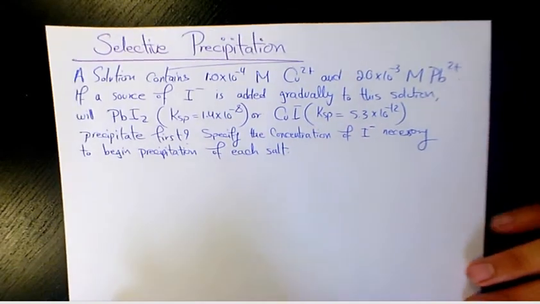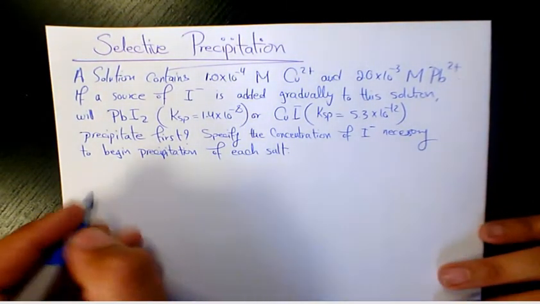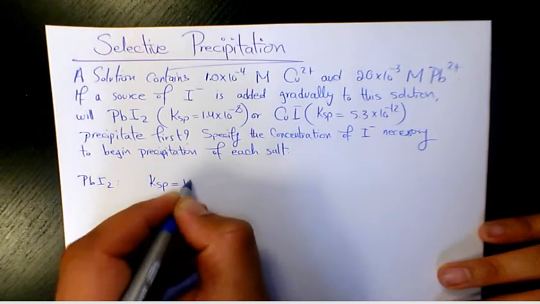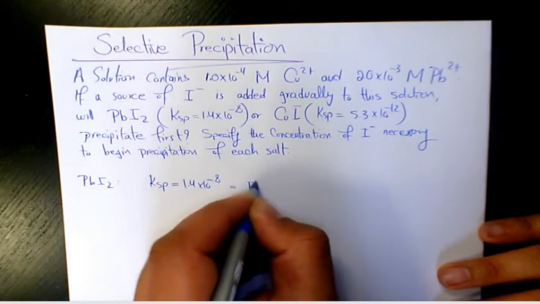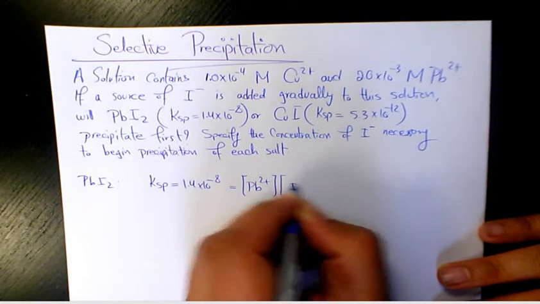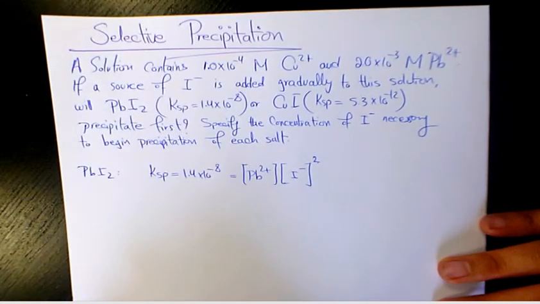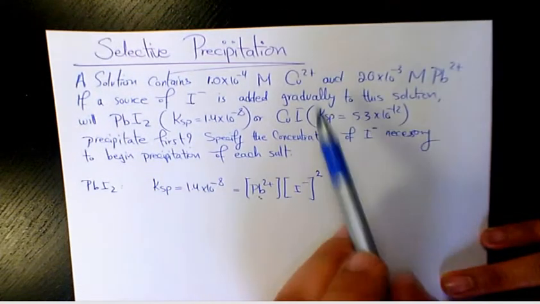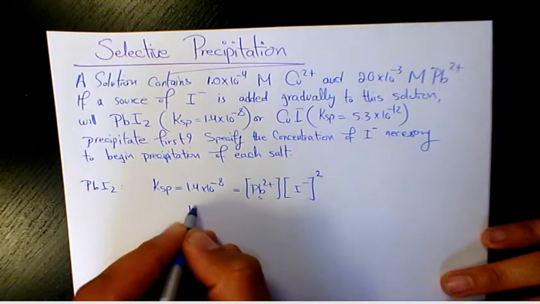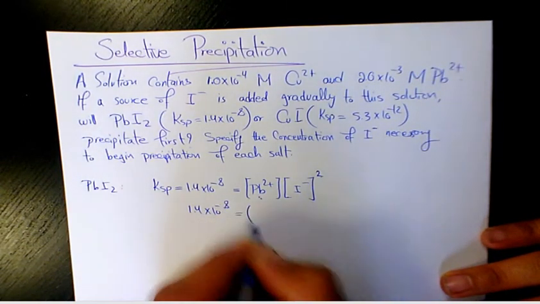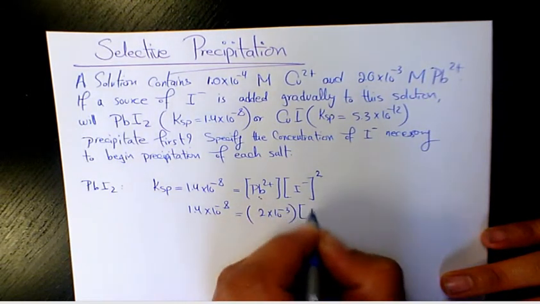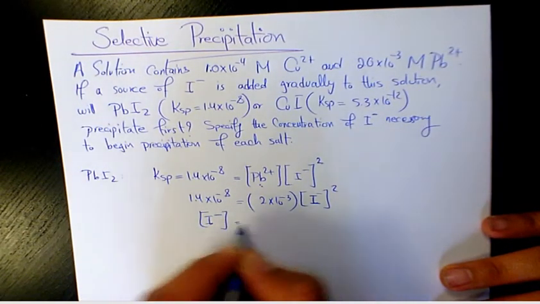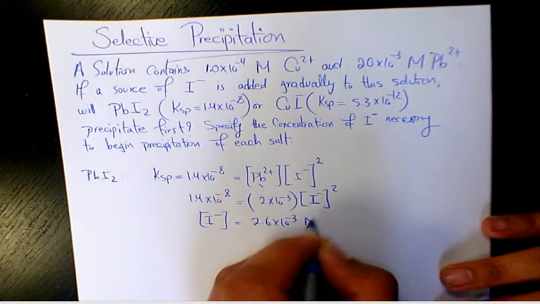So what we need to do is write the Ksp expression for both salts. For PbI2, the Ksp, which is equal to 1.4 times 10 to the power of negative 8, equals Pb2+ times I minus to the power of 2. The concentration of Pb2+ is 2 times 10 to the power of negative 3. So 1.4 times 10 to the power of negative 8 equals 2 times 10 to the power of negative 3 times iodide to the power of 2. So the concentration will be 2.6 times 10 to the power of negative 3 molar.